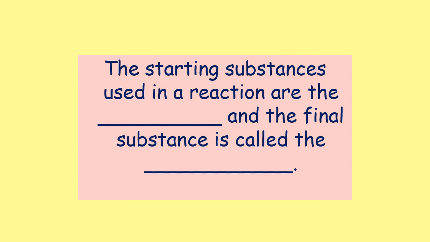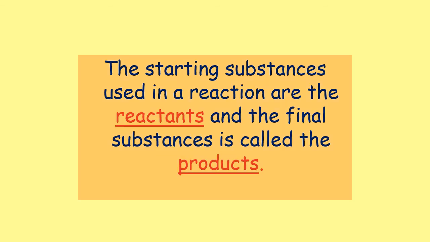Now, the starting substances used in a chemical reaction are called what? And the final substance or substances are called what? So what do we call the things we start with in a chemical reaction? What are the things we finish with? This again is revision from last time. So the things we start with are the reactants, and the things we finish with are the products.